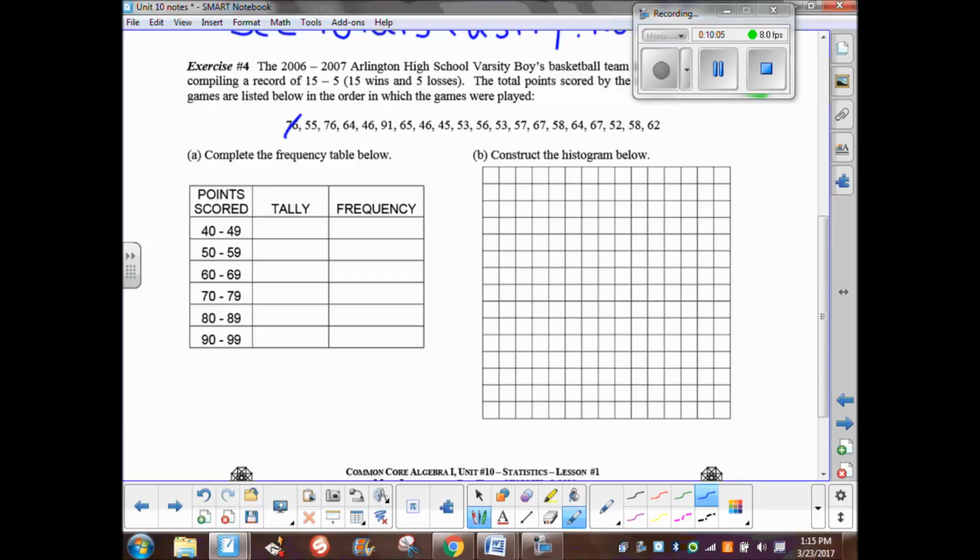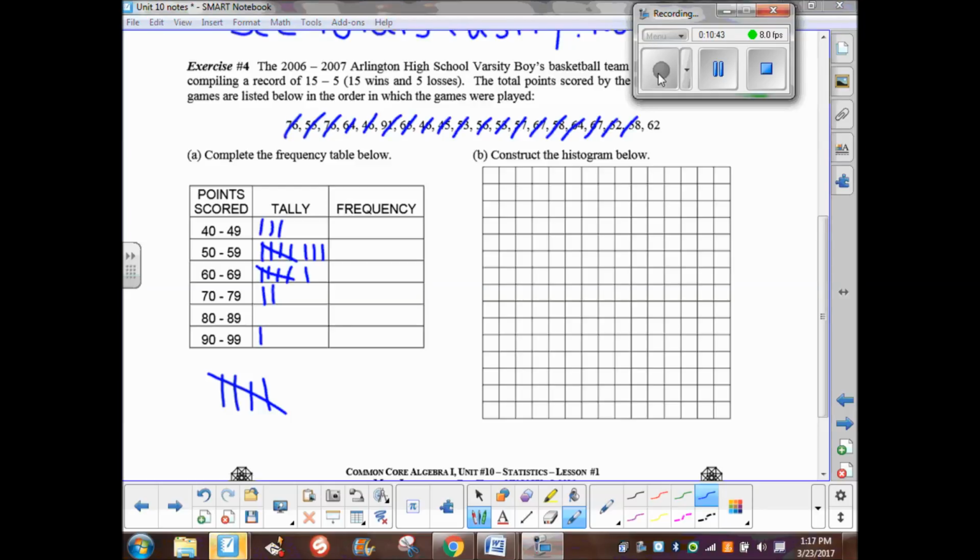So 76 obviously falls in between 70 and 79. Big thing about tally marks, kind of a pet peeve of mine, when people don't make the tally marks like this, in groups of 5. Okay, groups of 5, 4 vertical, the 5th one on whatever diagonal, doesn't matter which diagonal you go on, but groups of 5. Cross them out as you go. All right, so we'll pause and go ahead and fill that table in.